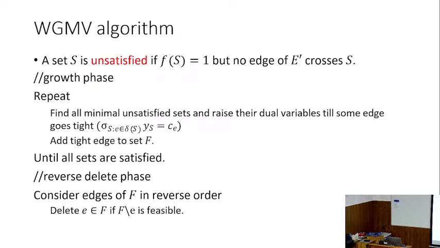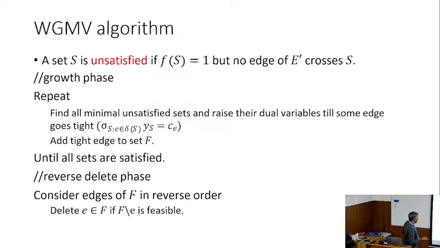So the Williamson et al. algorithm is quite straightforward. And many of you would perhaps have seen something like this in an approximation algorithms course if you've done that, or if you've taught it. So what you do is you call a set unsatisfied if its requirement is 1, but there is no edge across it yet. You look at your collection of unsatisfied sets and find the minimal unsatisfied sets. You take all these minimal unsatisfied sets and start increasing their dual variables till some edge goes tight. An edge goes tight when the total dual variables equal its capacity, and you add these tight edges to your set F. F is the set of edges that you are picking up. Right? And you keep doing this, and there's also a reverse delete phase where you just throw away the edges which are not needed.